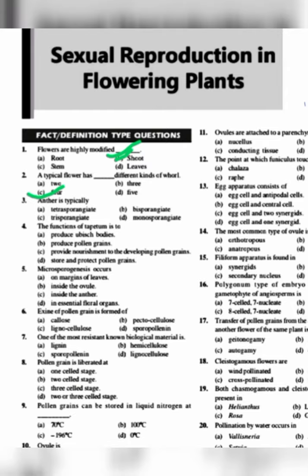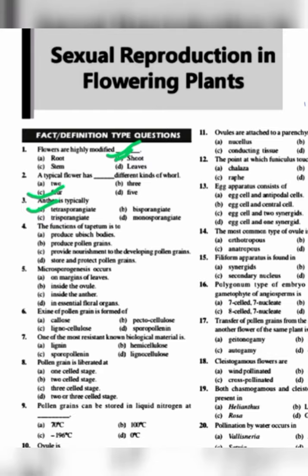Number 3. Anther is typically A, tetrasporangiate; B, bisporangiate; C, trisporangiate; D, monosporangiate. What we know about this one is that a typical angiospermic anther is bilobed, connected by a connective, and dithecous, that is, each lobe has 2 theca. The bilobed structure of the anther is tetrasporangiate, that is, having 4 sporangia. In transverse section, it appears as a 4-sided tetragonal structure consisting of 2 microsporangia in each lobe. So the answer will be A.